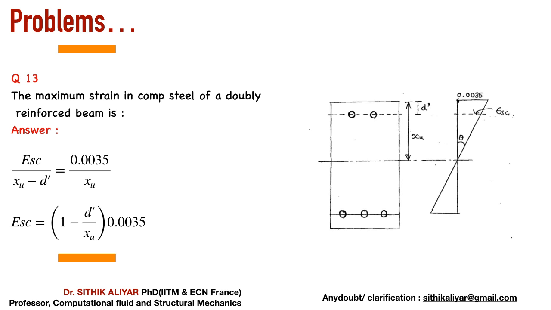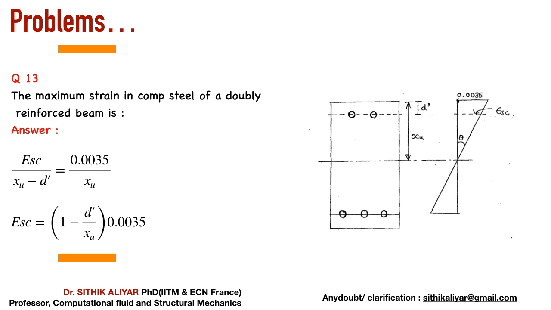So I am using a similar triangle procedure. Okay, it is not Esc, it is epsilon sc. So epsilon sc, I am using similar triangles. Okay, 0.0035 is the maximum strain taken by the concrete. So opposite by adjacent, 0.0035 by xu is equal to epsilon sc divided by xu minus d dash. You keep epsilon sc on one side, bring everything to the other side. This formula will give you the strain experienced by the steel in the compression zone. Clear? It's very simple, only similar triangles. If you know this figure, obviously you will move in a minute to the next problem.